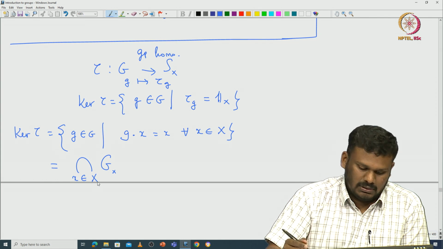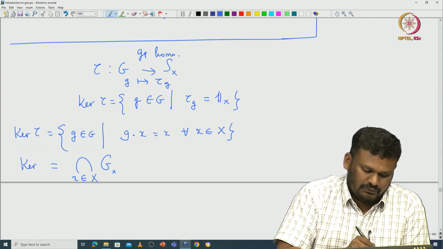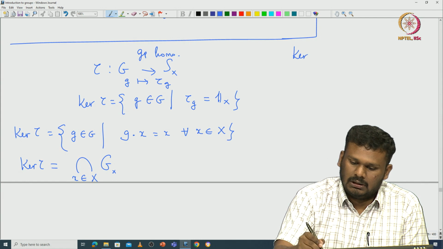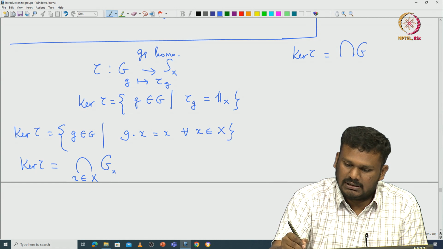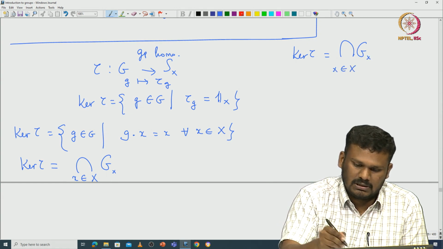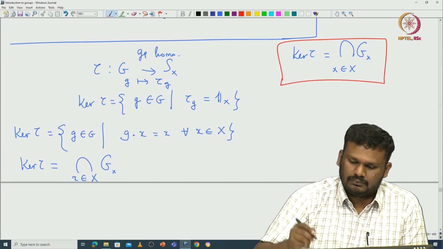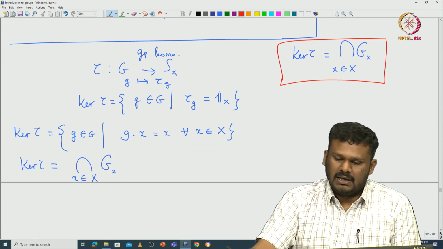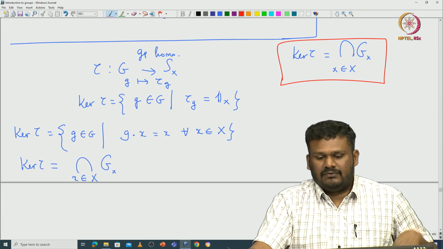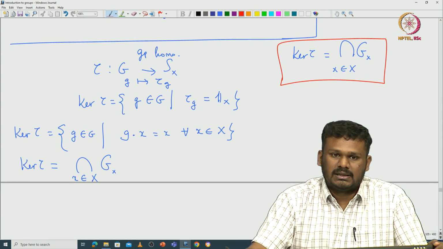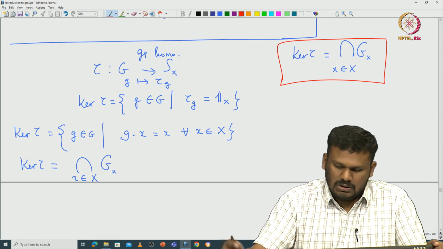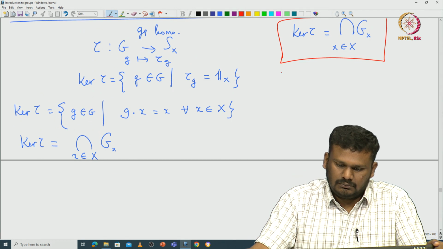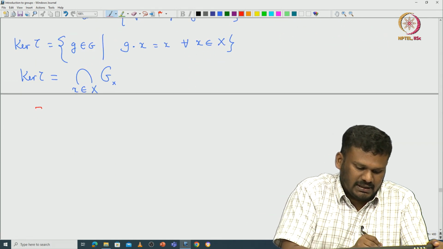So indeed what we proved is that the kernel of this group action, or the group homomorphism, is nothing but the intersection of G_x, x coming from capital X. This is a very important notion. For example, if the kernel is trivial, then we know that this map tau is actually an injective homomorphism. It is not hard to prove, I will leave it as an exercise.